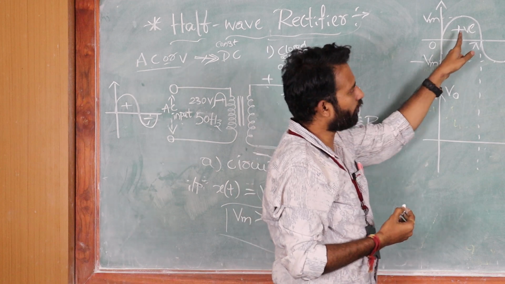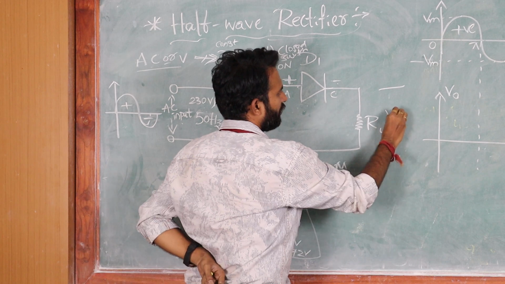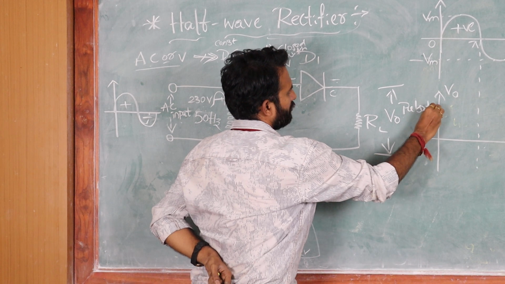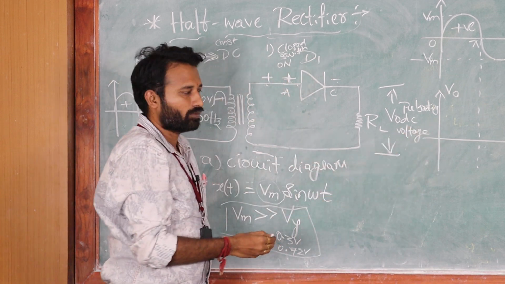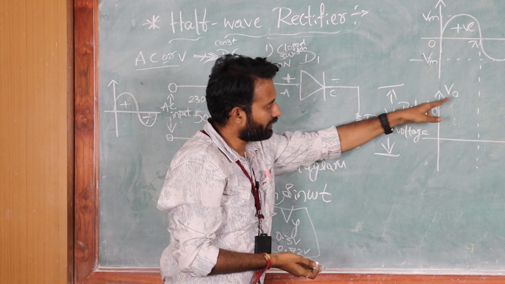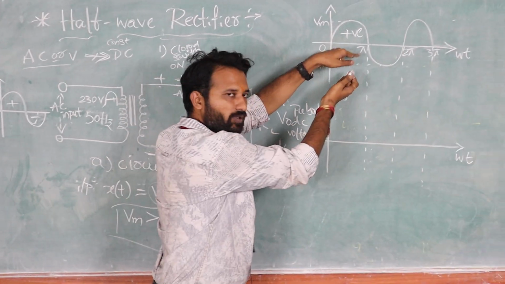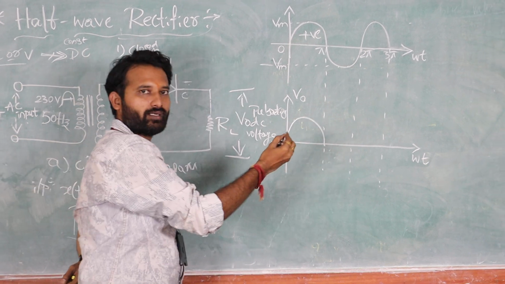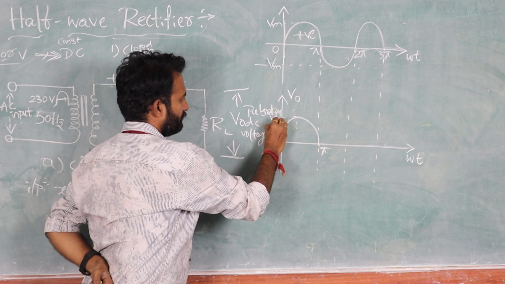Now my input is a positive half cycle. Whatever the input is, that will be available across the output. This is my pulsating DC voltage. That's why I didn't draw the output separately. For the positive half cycle, the input appears across the output, so I will draw a positive half cycle only for the range 0 to pi. So this is my output.